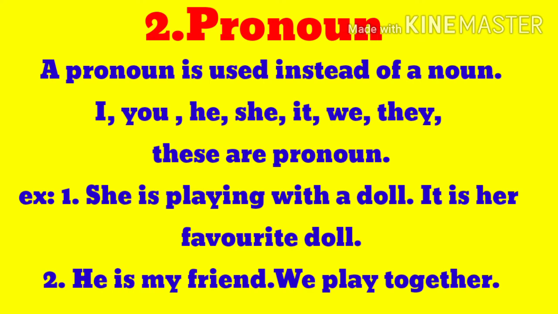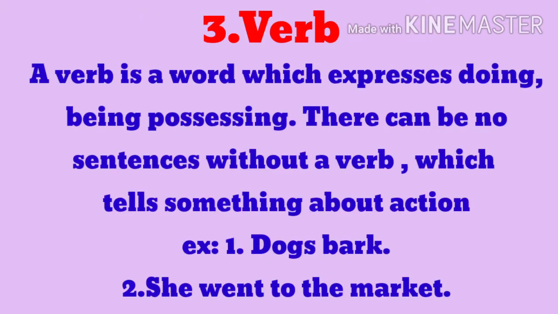Second example, he is my friend. We play together. So here in this sentence, he and we are pronouns. It stands instead of a noun. So now let us learn the third part, verb.